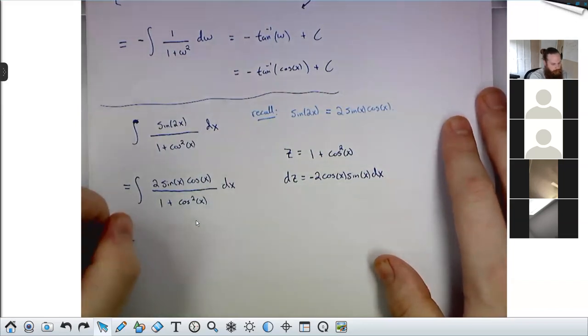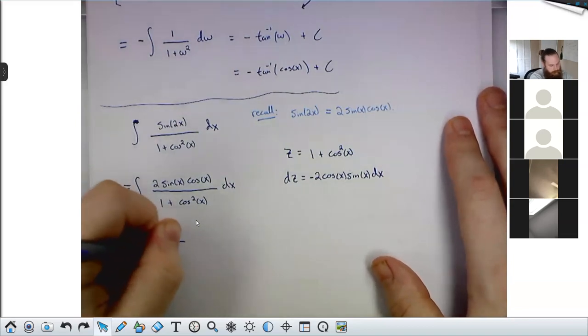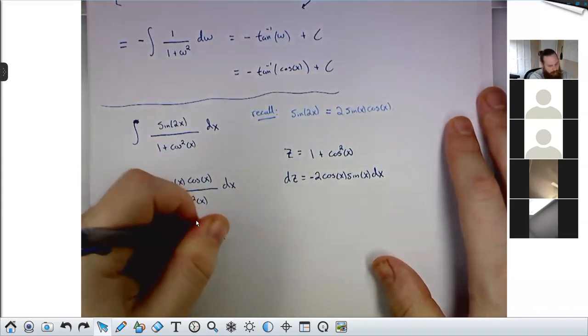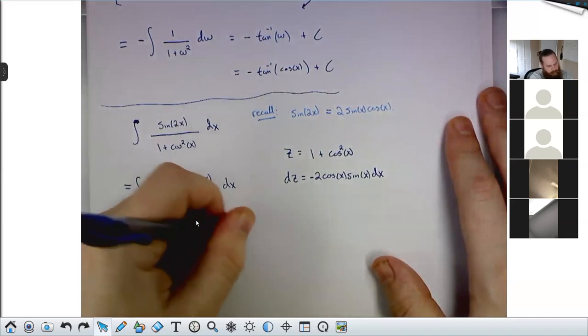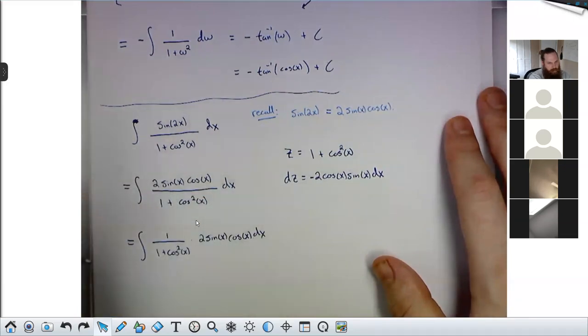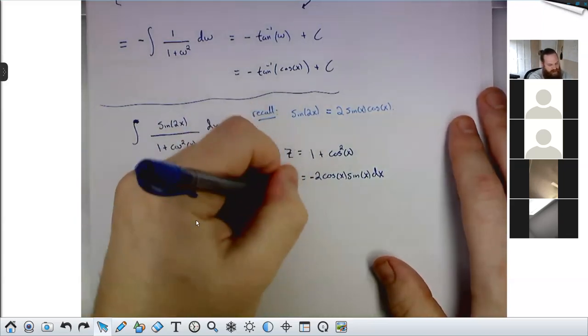And if you want, you can rewrite this. It's 1 over 1 plus cos squared x times 2 sine x cos x dx. You do need to get this clear in your head that being upstairs in a fraction is the same as being outside here. And this piece is not exactly dz, it's negative dz.